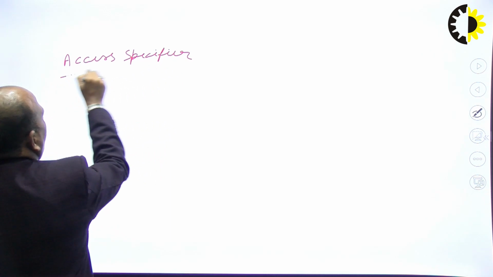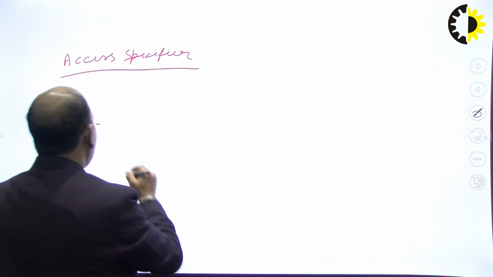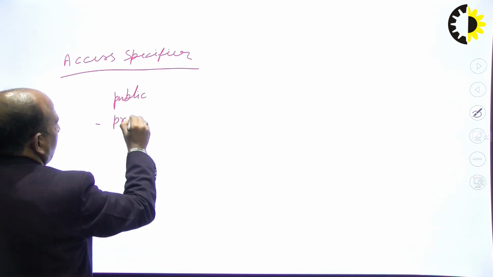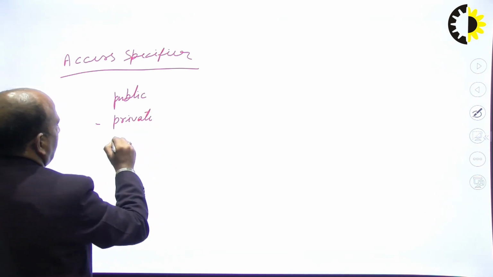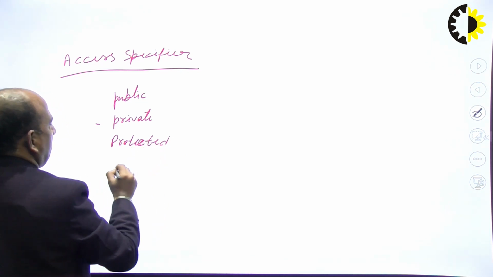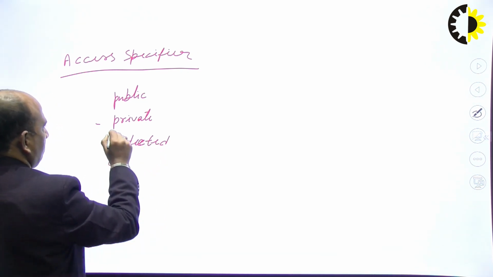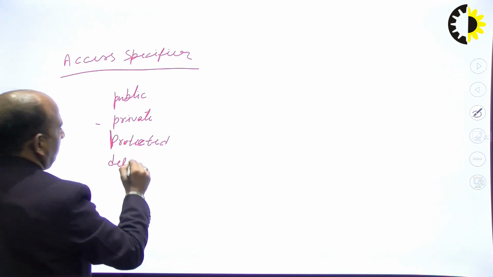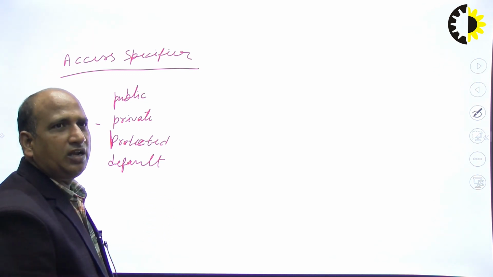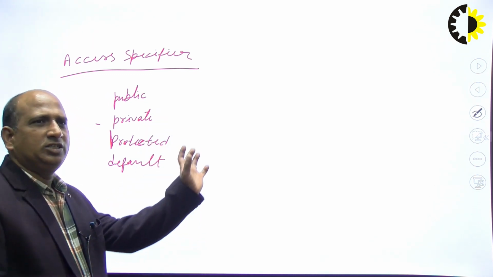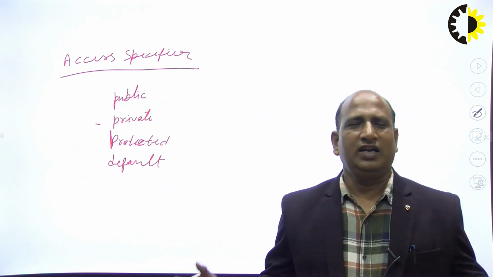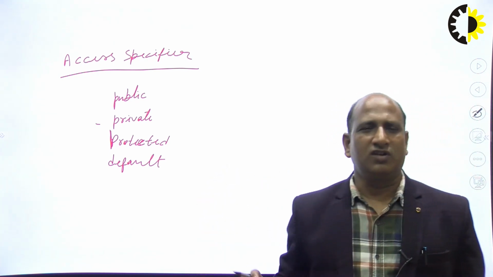Java provides 4 access specifiers. The names are public, private, protected and default. Public, private, protected and default. These are the 4 access specifiers that specify the scope of accessibility of the members of your class.